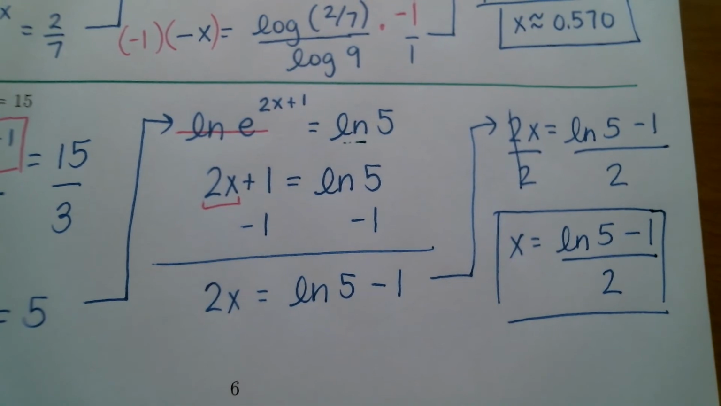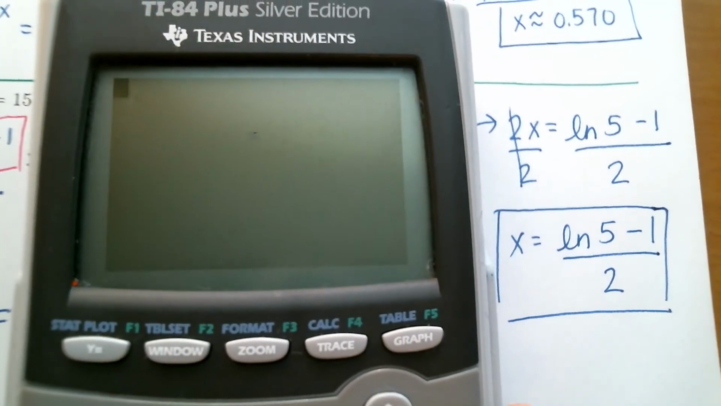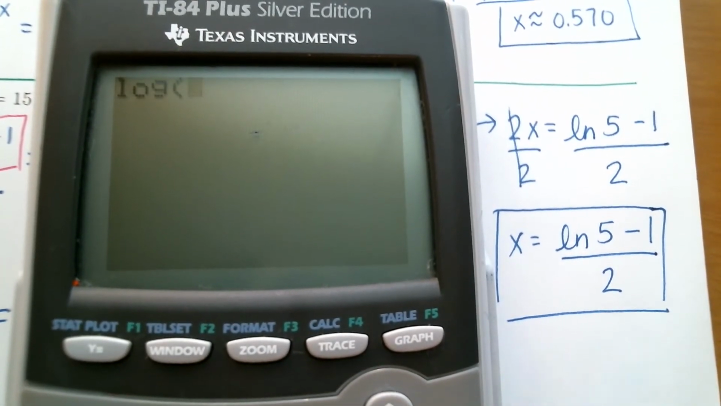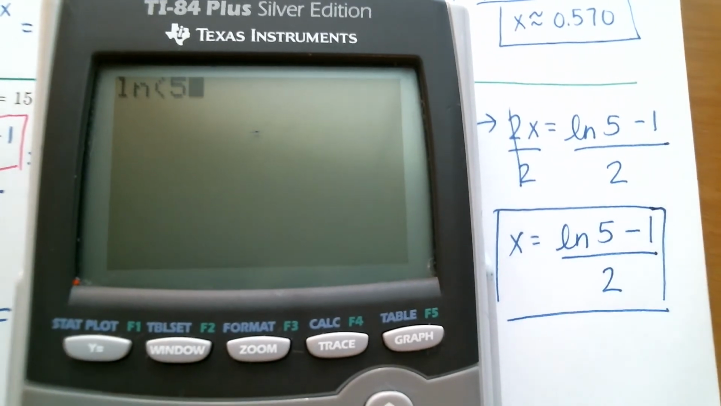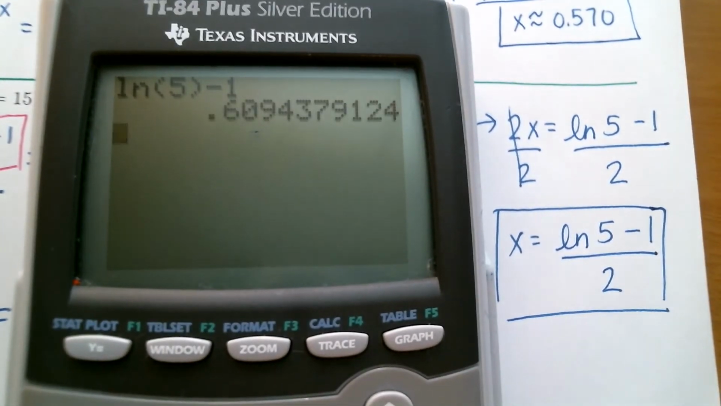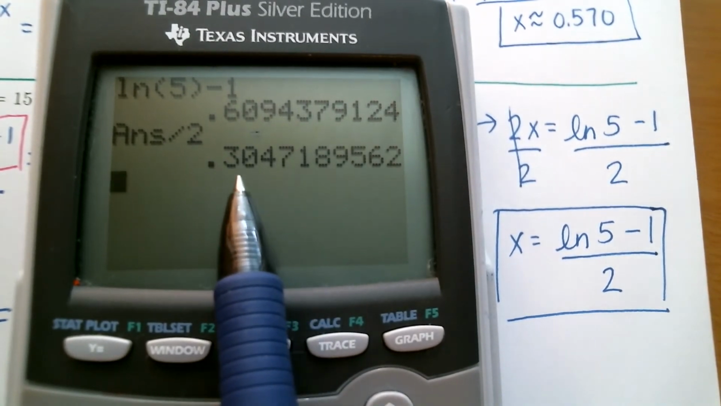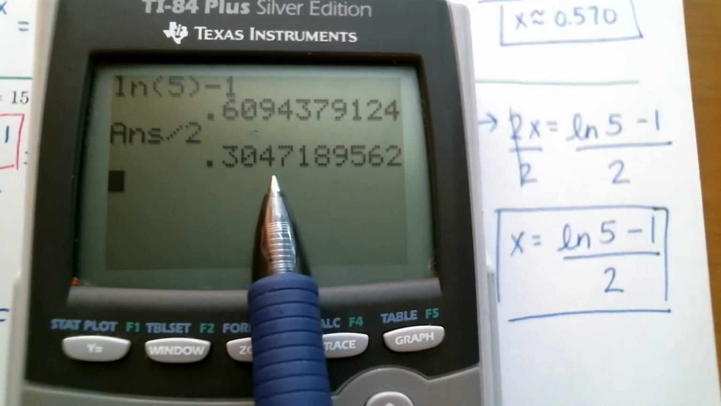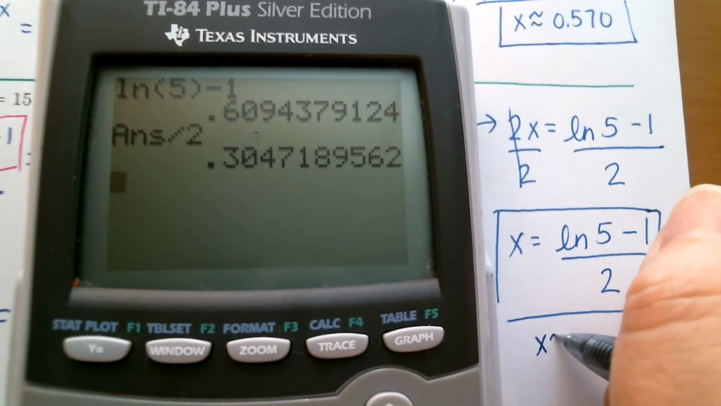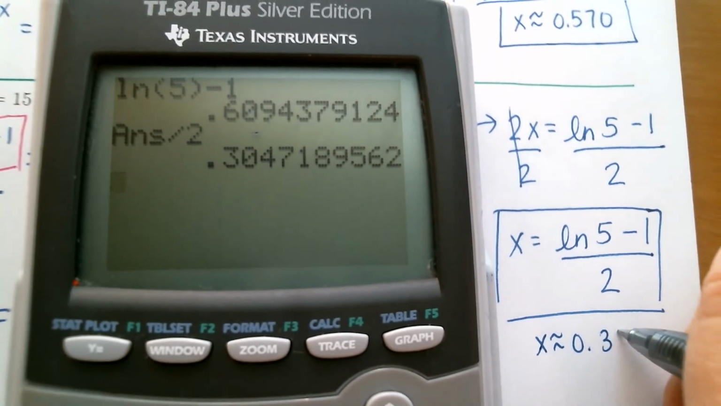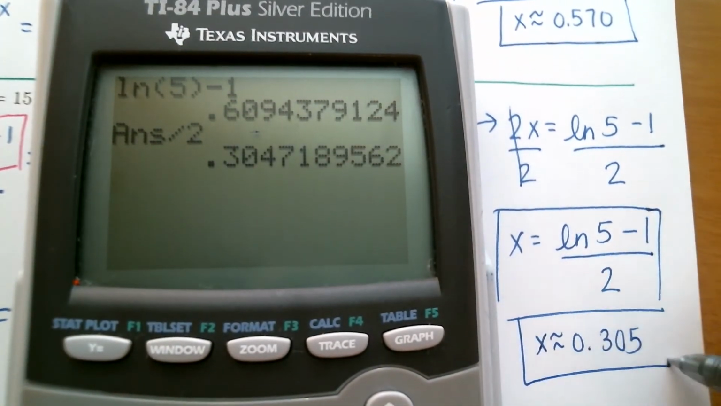Let's put this in the calculator for our approximation. Be careful here. This is going to be the natural log of 5. That is all you're taking the logarithm of, so close the parentheses. Then subtract the 1, because the 1 is not part of the logarithm. Hit enter. This is the numerator. Hit the division key, then divide by 2. There's your decimal approximation. If we have to round to 3 decimal places, 0.304, look after the 4, there's a 7, so we're going to bump it up. So x is approximately 0.305, and that is your answer.